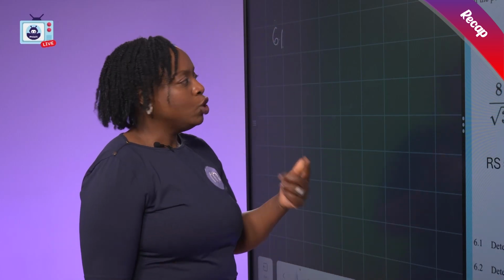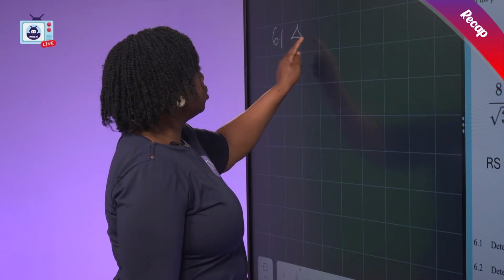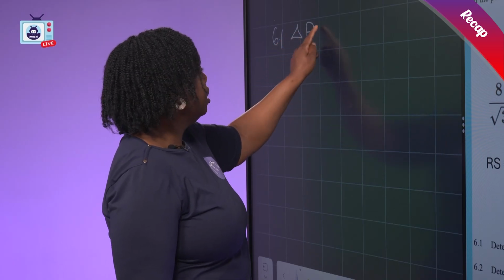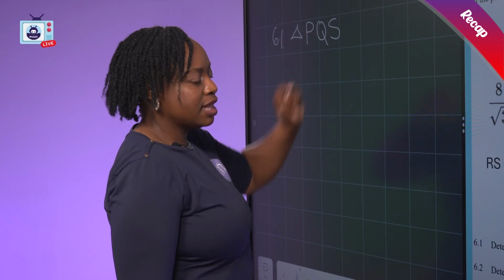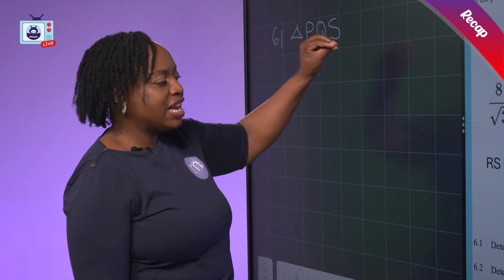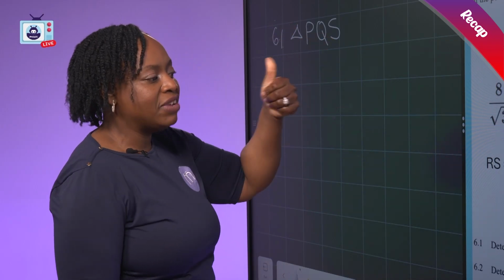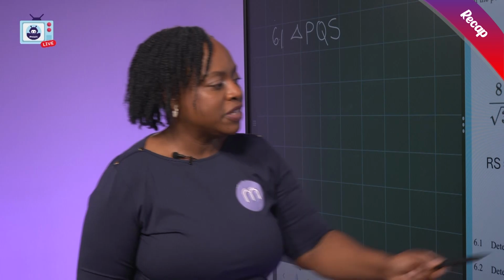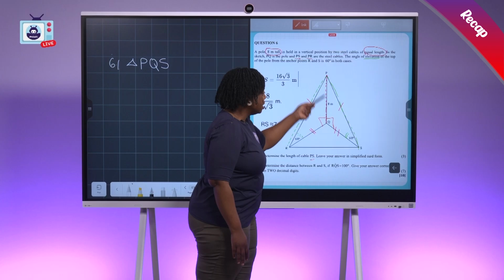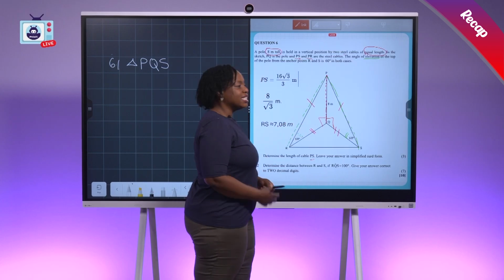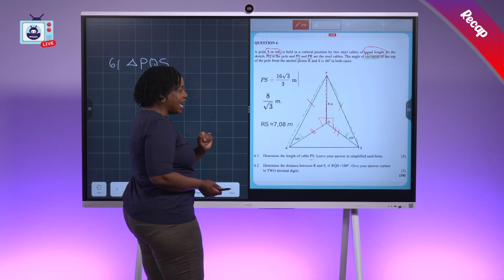Determine the length of cable PS. So we are looking for PS. We already have a lot of information about it. And leave your answer in simplified surd form. First, you have a triangle. So I'm just going to say triangle PQS. That's our triangle, right? We have that triangle, and that triangle has a side and an angle. So we have 60 degrees, and we have a side 8. And that is a right-angled triangle.